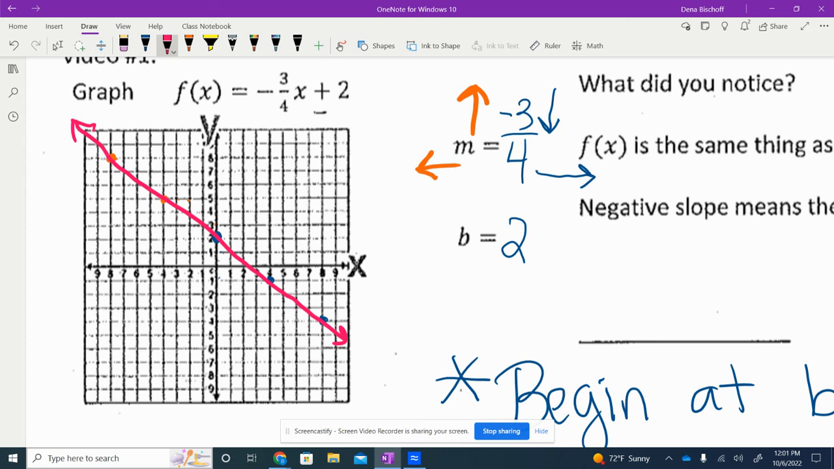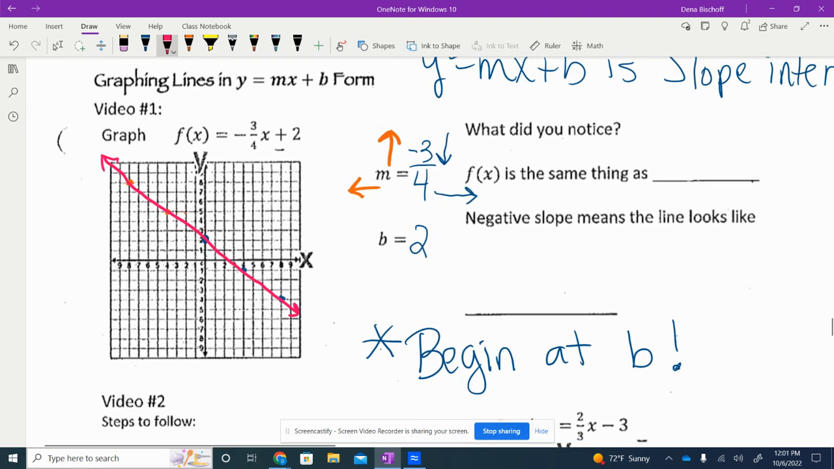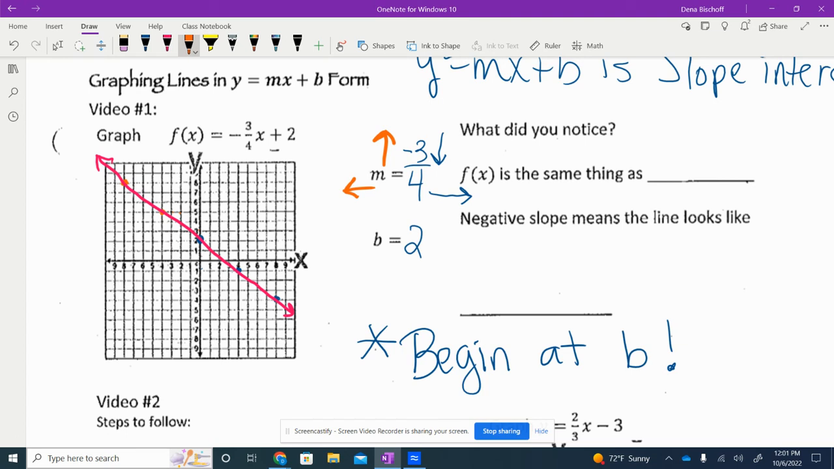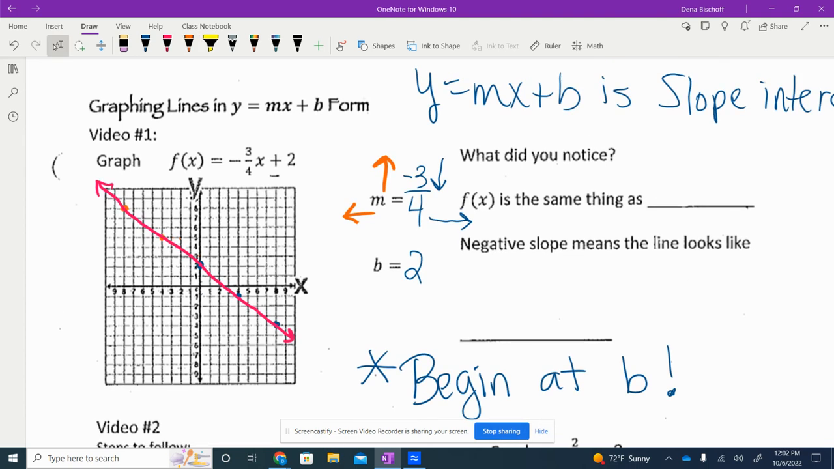It's going down. You would slide. Like if you started at the top, you would slide on your butt all the way down. And that's what you want. You want negative slope. Okay? So notice that this equation started with f of x. F of x is the same thing as what? It's the same thing as y. F of x is the same thing as y. Negative slope means the line looks like, I don't know, a slide, because that's what it looks like to me. I'll draw a little person up here.